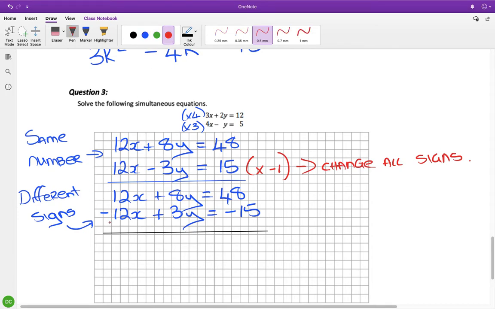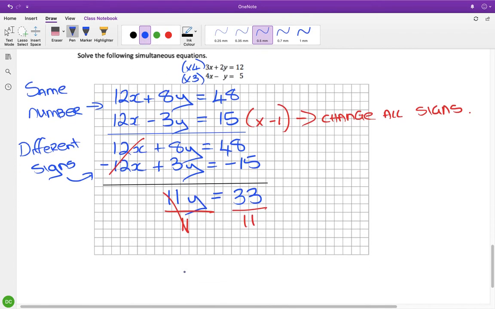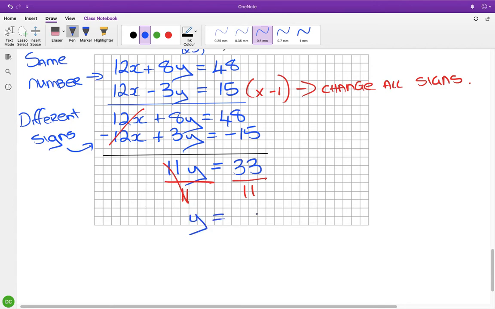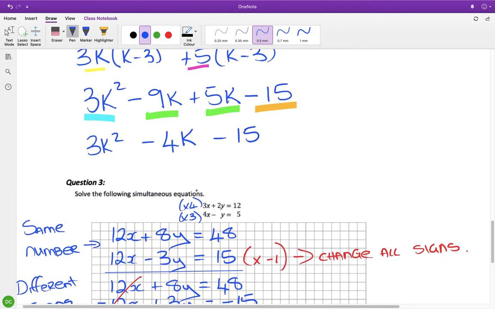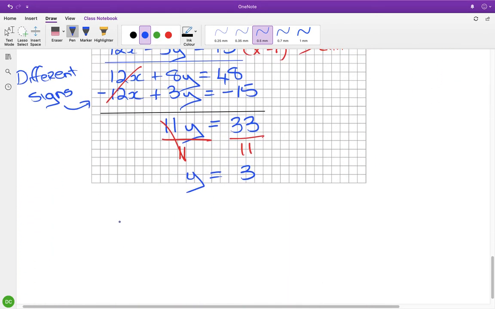So now the x's cancel out. So 8 and 3 makes 11y. And 48 minus 15 is 33. I want to isolate the y, so I will divide by 11 to cancel the 11. If I do that on the left, I have to balance and do that on the right. So that gives me y equals 3. To get x then, you take your top equation, so 3x plus 2y equals 12.